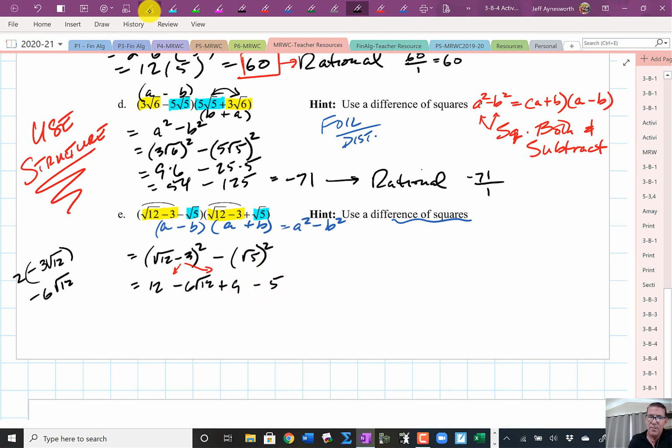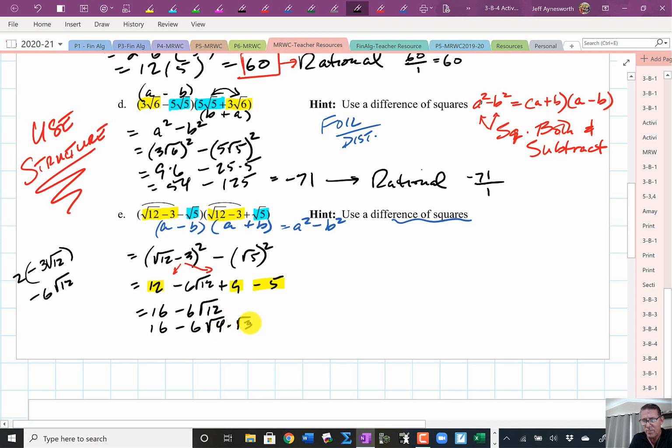Okay, and then you continue. 12 plus 9 is 21, minus 5 is 16. So 16 minus 6 root 12. So 16 minus 6 times root 4 times root 3. And so you get 16 minus 6 times 2 times root 3. That gives you 16 minus 12 root 3. And you are done at this point.